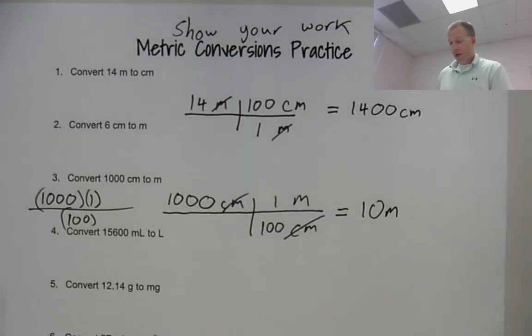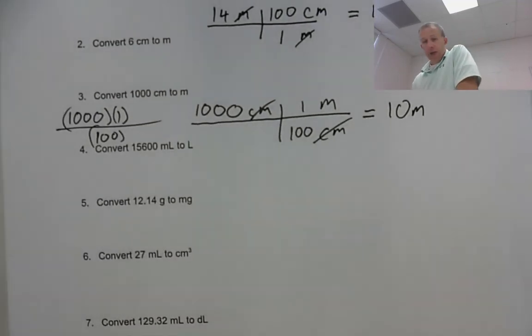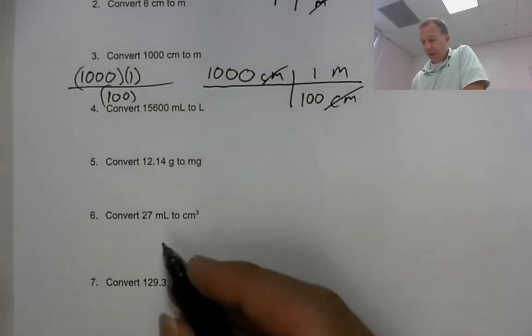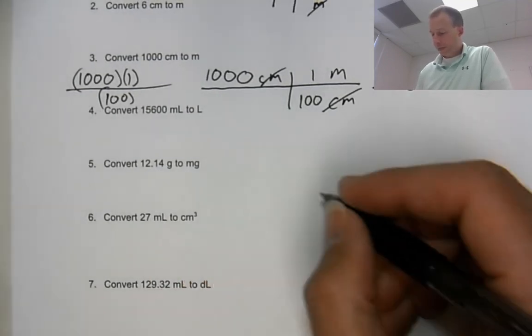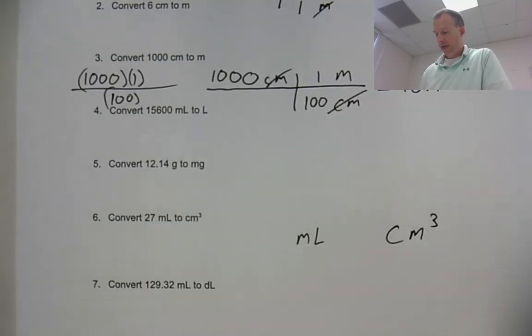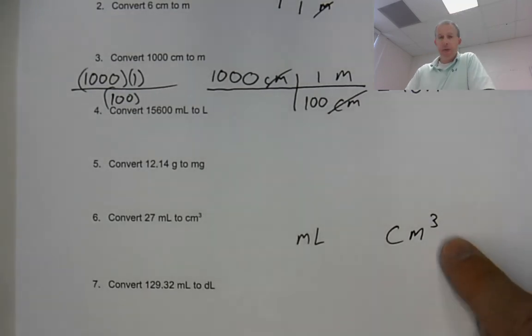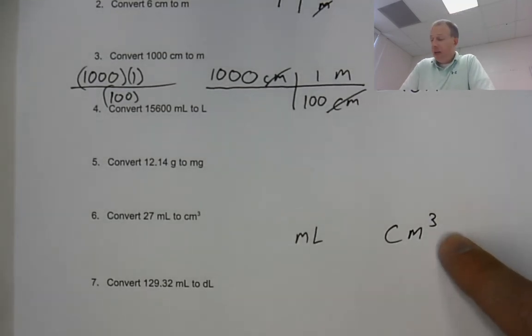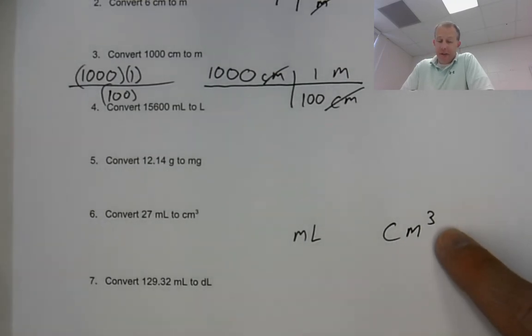And then the only other thing I want to talk about, just really briefly, is number 6. You'll see that number 6 gives you milliliters and cubic centimeters. Now, I know some of you are going to look at that and be like, wow, I don't like that. I don't know what that is. I don't like that there's an exponent there. And that's okay.